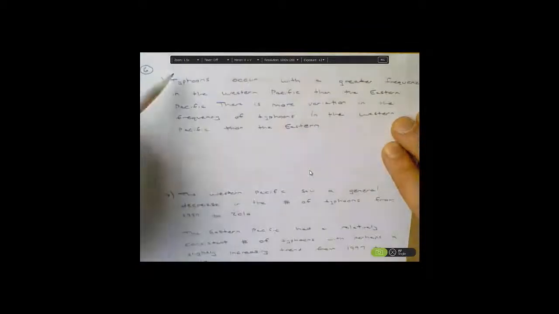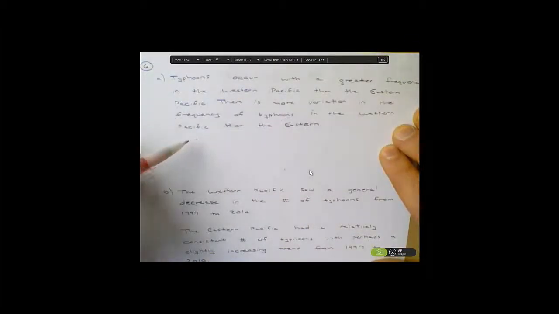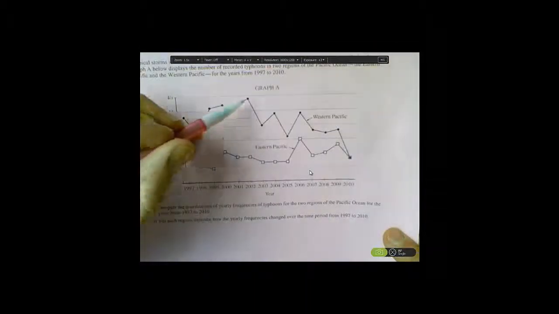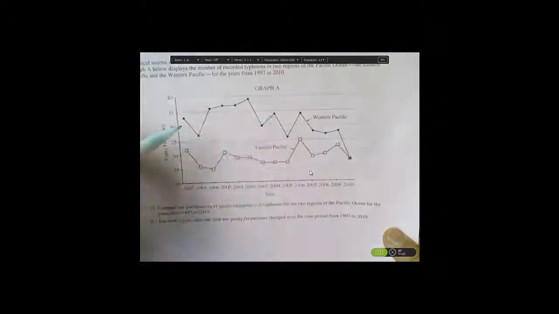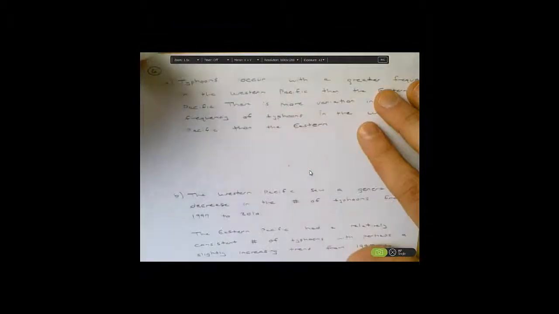So you'll notice what I did here is I said typhoons occur with a greater frequency in the Western Pacific than the Eastern Pacific. I'm using a comparative statement, and I can see that pretty obviously in the line plots. That's me talking about center. There is more variation in the frequency of the typhoons in the Western Pacific than in the Eastern. And you can see that there's more fluctuation year to year in the Western than there is in the Eastern, which appears a little bit more steady. So I've hit those components there of center and spread, and I've put that into context. That would earn me an E.